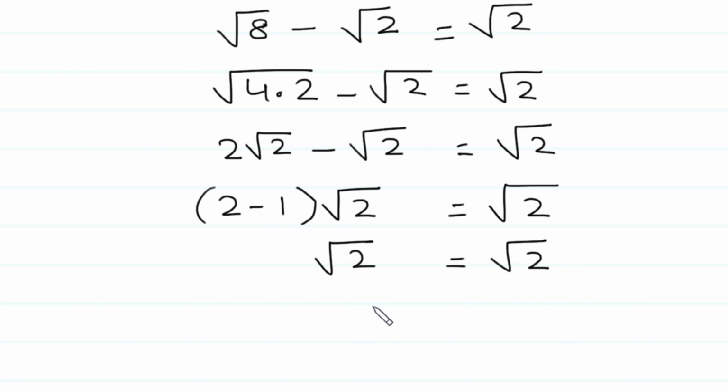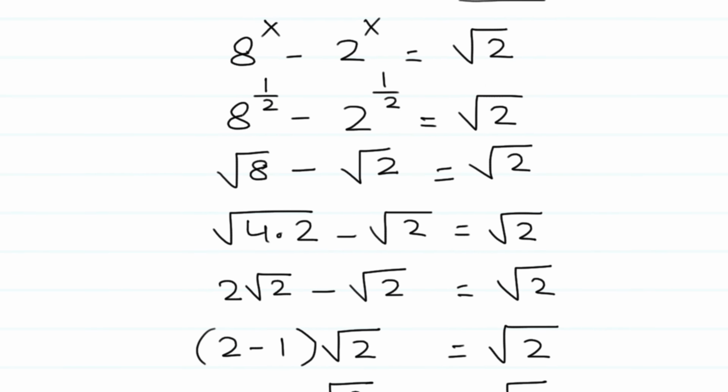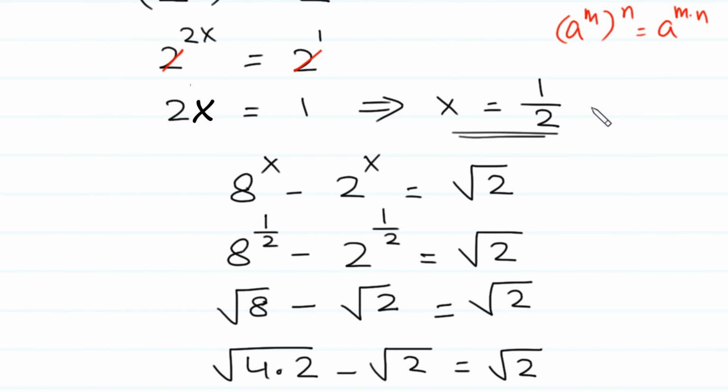From here you can see that left hand side is equal to the right hand side. So it is proved that the value of x, 1 over 2, is correct.